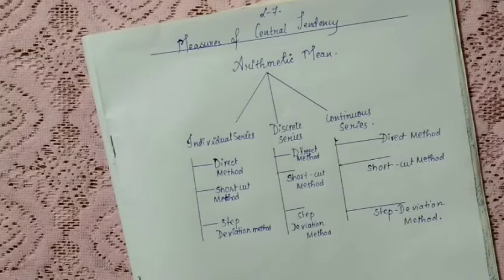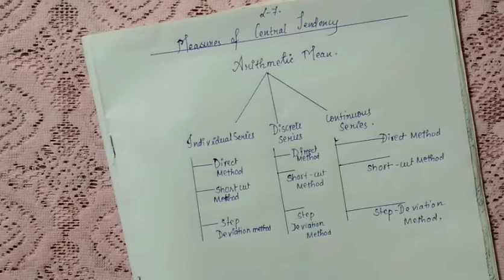Okay, so in this video we will learn how to solve arithmetic mean. In this series of videos, I'll upload all the sums related to economics. Today we will start with arithmetic mean. So what is arithmetic mean? In simple words, it is the sum of all observations divided by the number of observations.